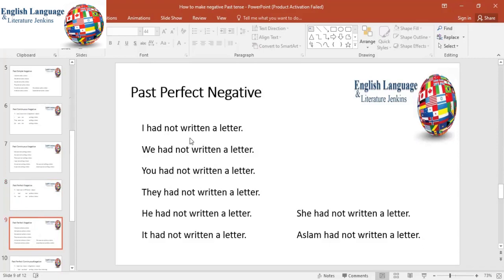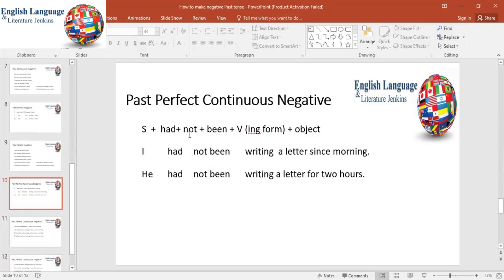I had not written a letter. We had not written a letter. You had not written a letter. They had not written a letter. He had not written a letter. She had not written a letter. It had not written a letter. Aslam had not written a letter. With all subjects in past perfect, we use had not with the verb third form to make negative sentences.